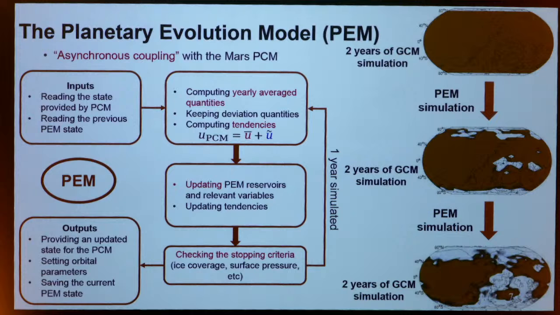The stopping criteria are possibly the ice coverage changes or the surface pressure change. And once they are met, the PEM stops, and it calls the PCM again, 2 years of GCM simulations, in order to have a new state of climate and update the average quantities and the tendencies. And then this cycle repeats again until the duration you want is met. So that's the idea of the PEM.